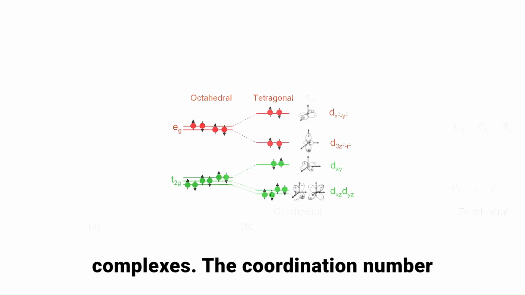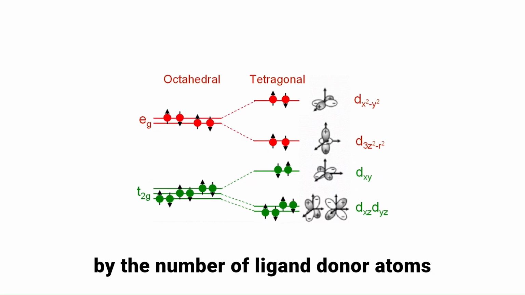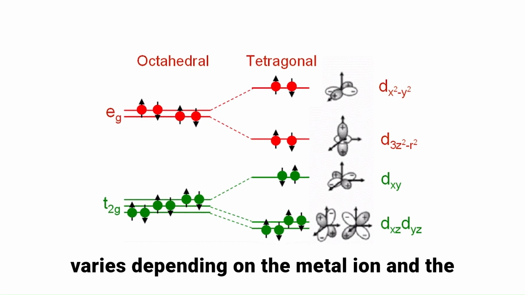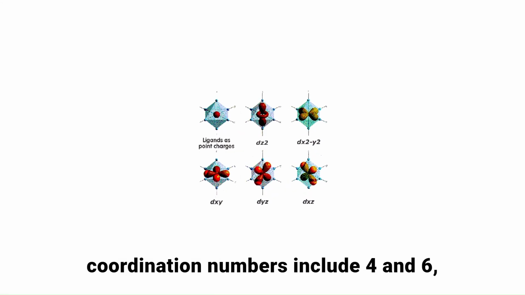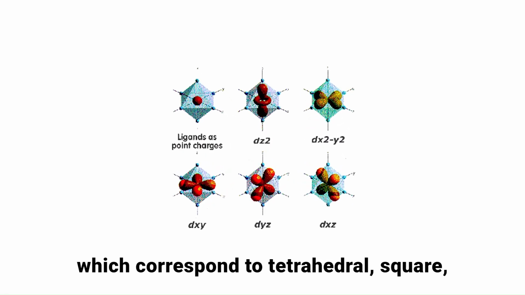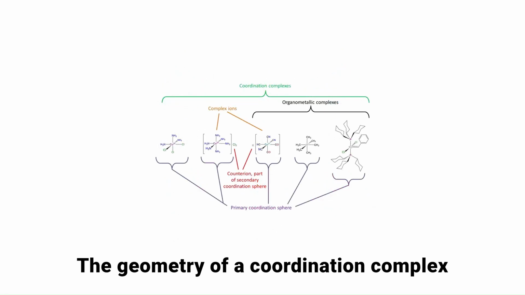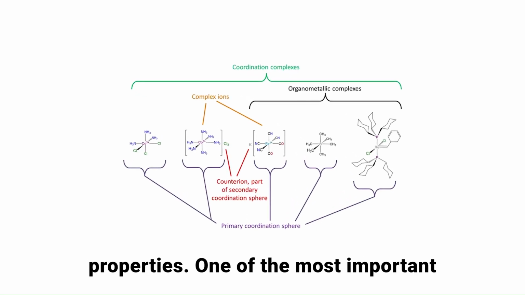The coordination number of a metal ion in a complex is determined by the number of ligand donor atoms directly bonded to it. This number varies depending on the metal ion and the nature of the ligands. Common coordination numbers include 4 and 6, which correspond to tetrahedral, square planar, and octahedral geometries. The geometry of a coordination complex influences its chemical behavior and properties.